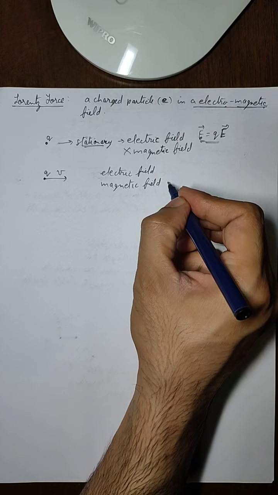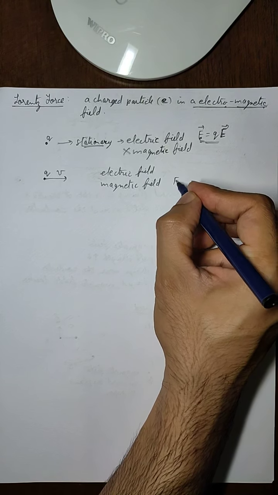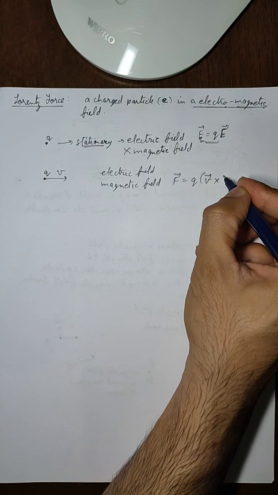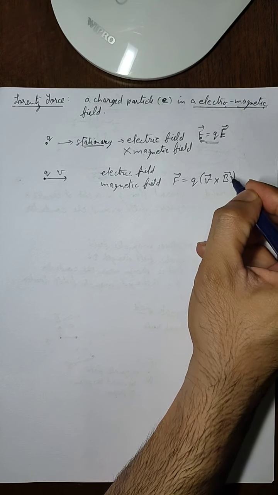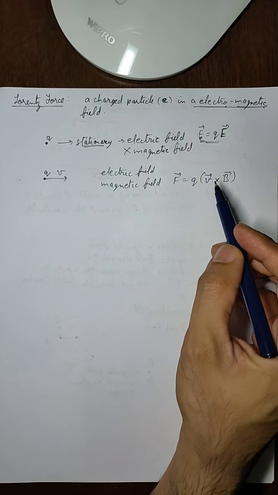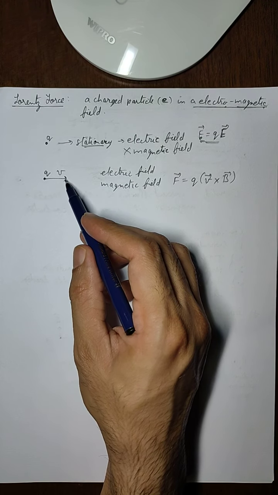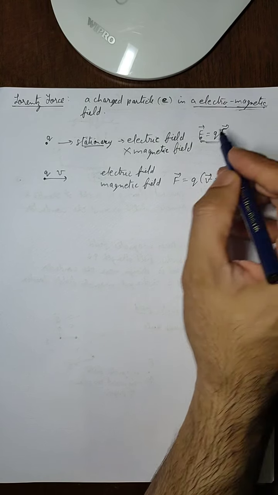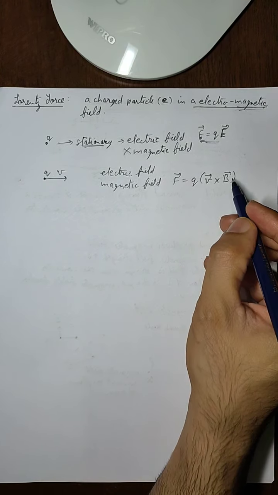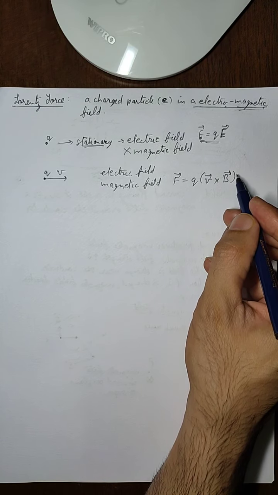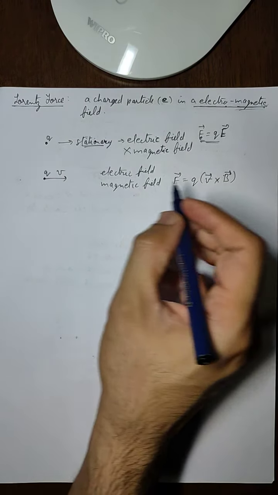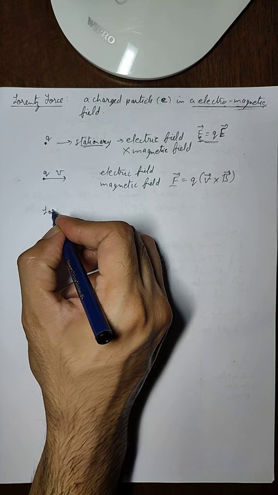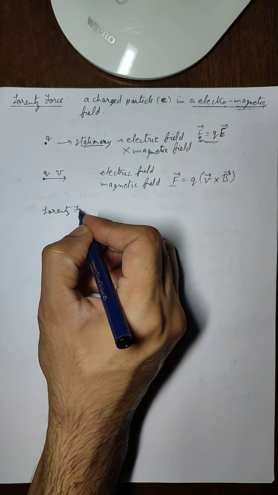By magnetic field, the force which is applied is given by this formula, where Q is the charge of the particle, V is the velocity of the particle, and B is the strength of this magnetic field which is affecting the moving charge. Now when this force and this force are combined, what we get is called Lorentz force.